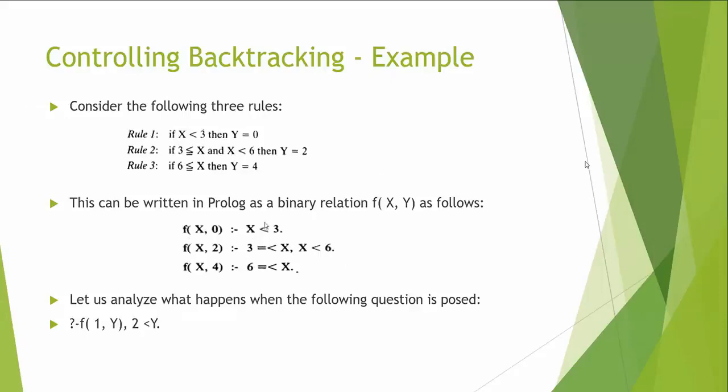Okay. So now, after writing this program with these three instances of the same relation: f(X, 0) if X is less than 3. So what does it mean? That if X is less than 3, then Y is equal to 0. If this happens, then Y is equal to 2. If this happens, then Y is equal to 4. Right?